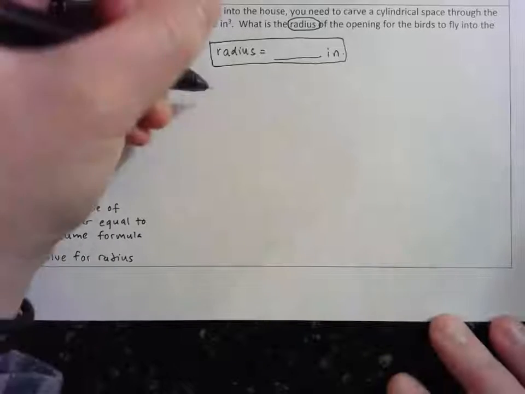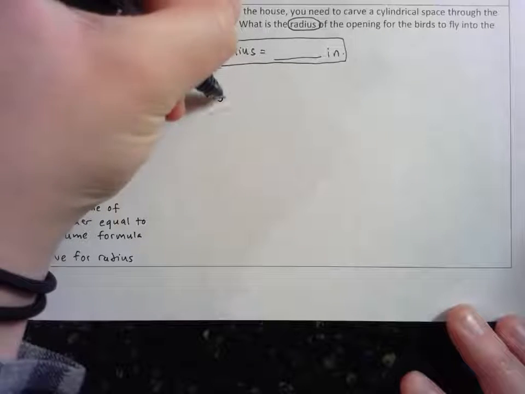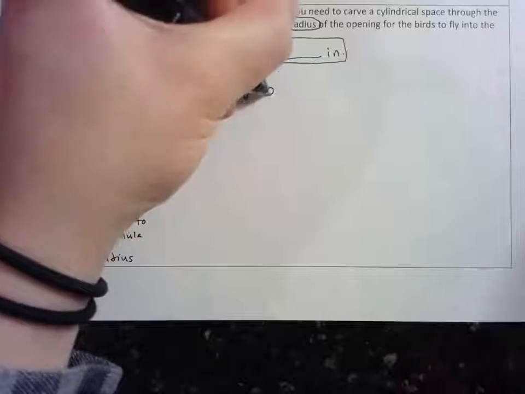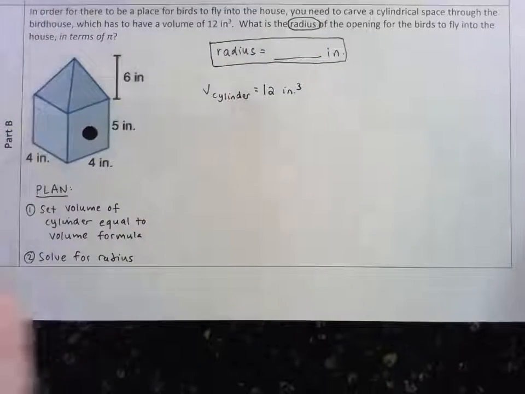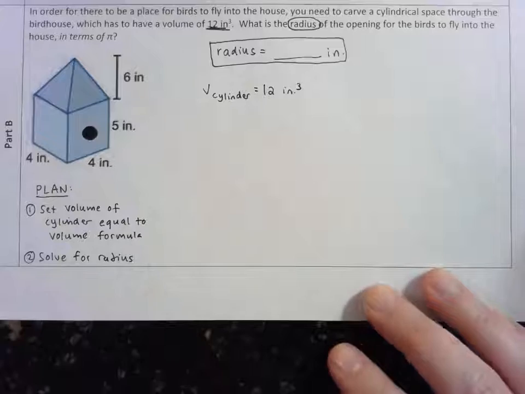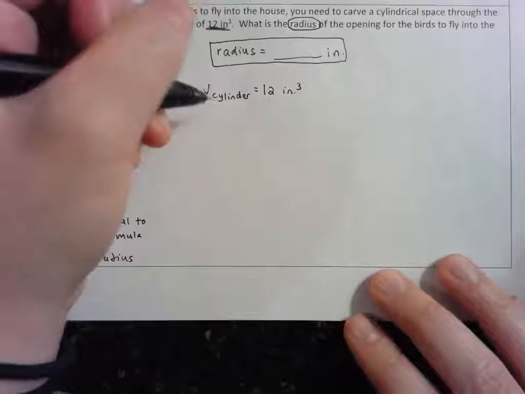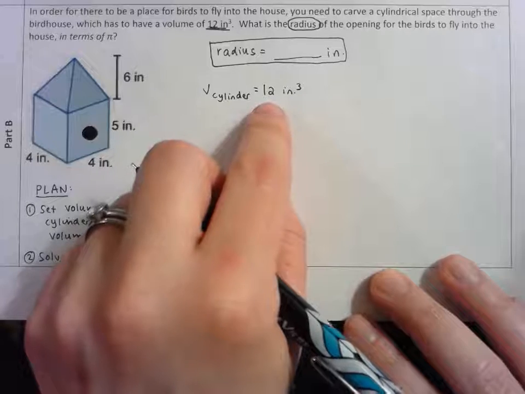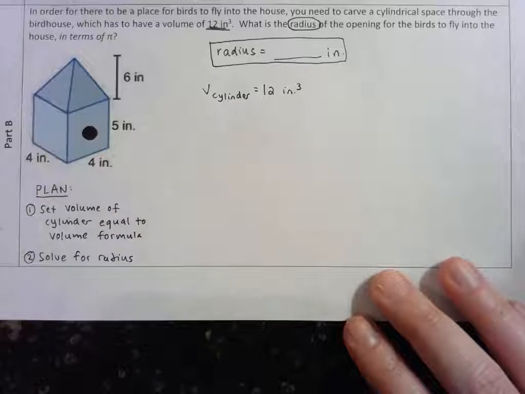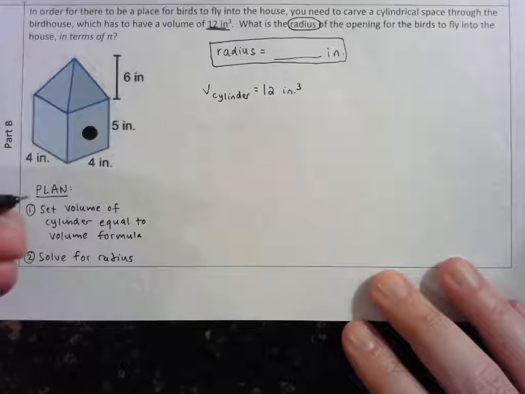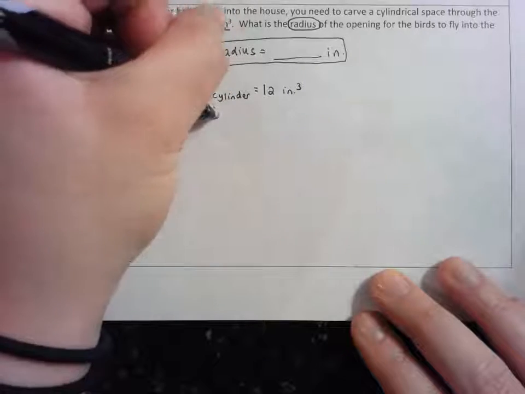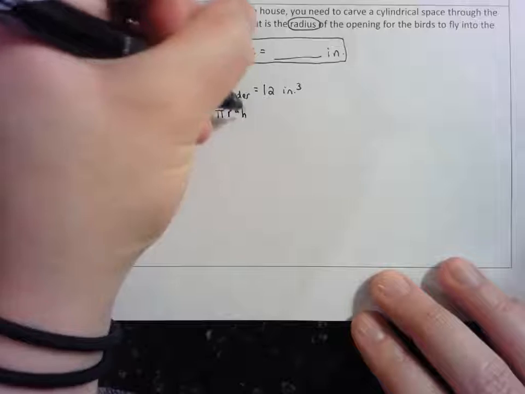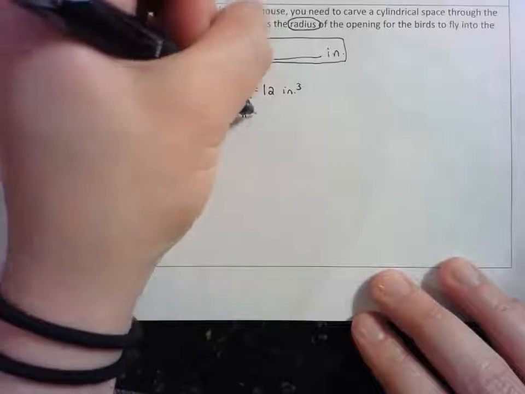So I know that the volume of the cylinder is 12 cubic inches. That's given to me in the problem right here. So I am going to set the volume of a cylinder formula equal to this quantity 12. How do I know the volume of a cylinder formula? It's on your formula sheet. By looking that up, I can identify that the volume of a cylinder is represented by pi r squared h, and I can set that equal to 12.